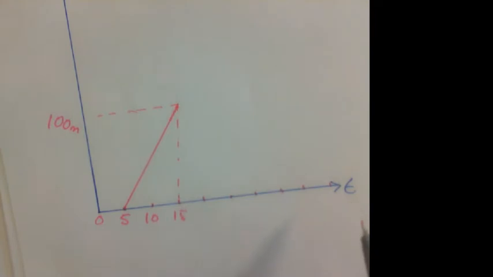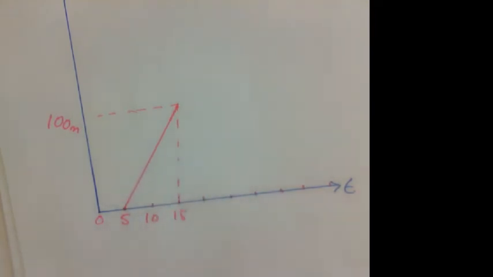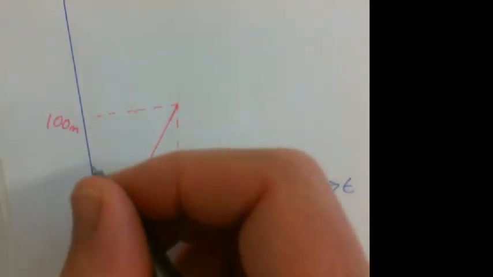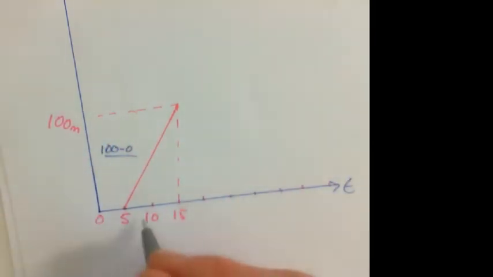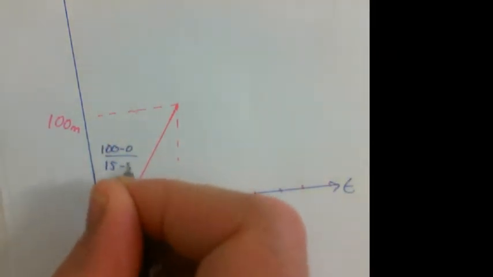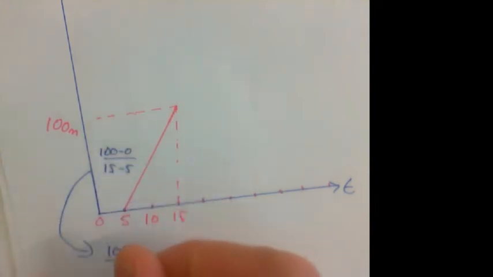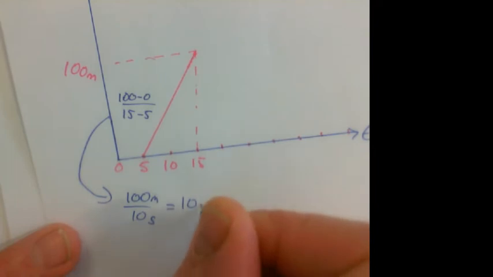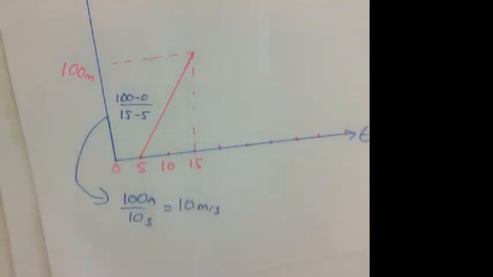Okay, so I could then work out how fast I'm travelling on this section here. On that section of my journey, I'm going to be travelling at 100 minus 0 over 15 minus 5, which is the same as saying 100 divided by 10. That's 100 meters divided by 10 seconds to give me 10 meters per second. So my speed at that point is 10 meters per second.